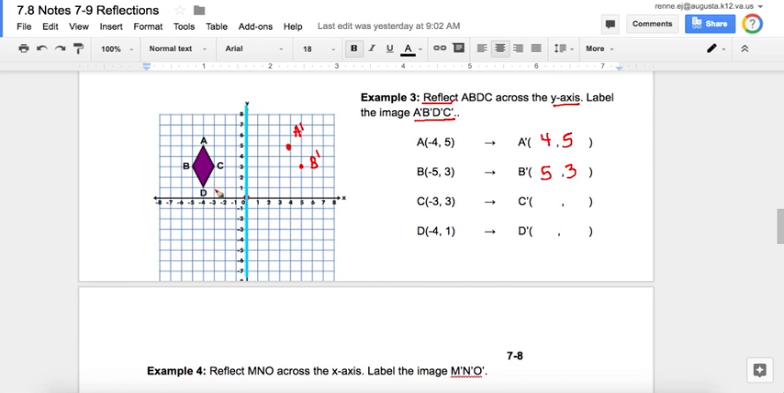And C is 3 away from this line. So 1, 2, 3. And I'm going to write down 3, 3. And then D is 4 away. And 1, 2, 3, 4. And we're going to call that 4, 1.